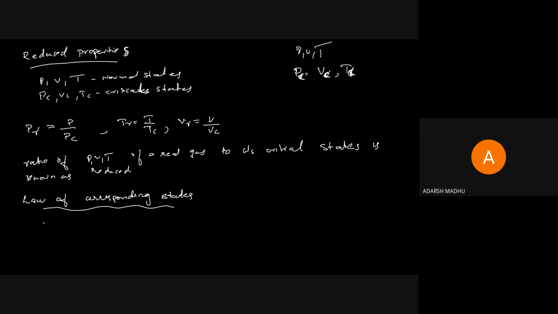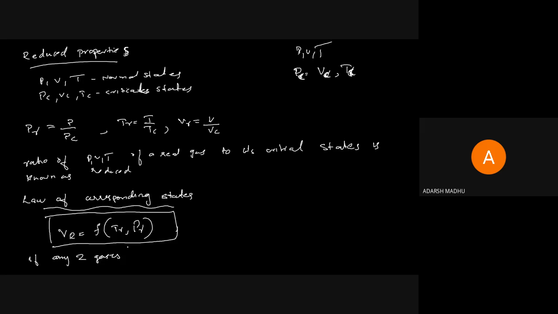That is, VR, reduced volume, equals a function of TR and PR. This is the law of corresponding states. It states that if any two gases have equal values of reduced pressure and reduced temperature, they have the same values of reduced volume also.